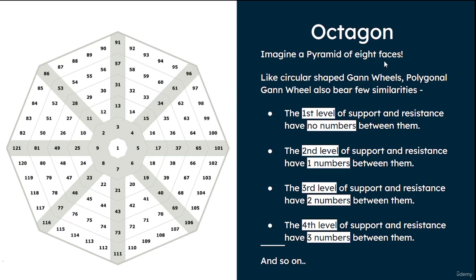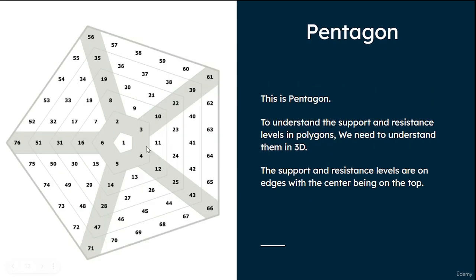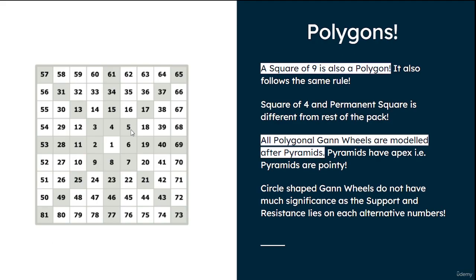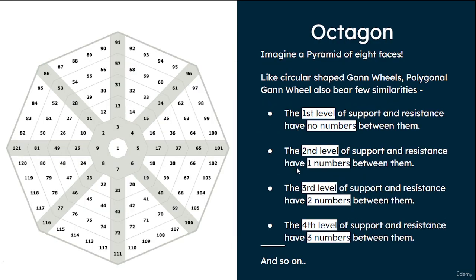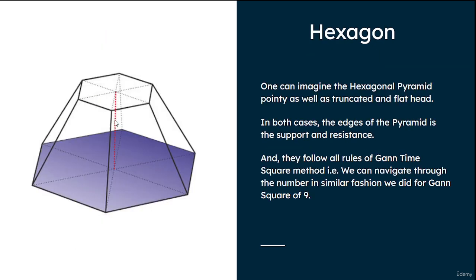Now imagine a pyramid of 8 faces, like the circular shape of Gann wheels. Polygonal Gann wheel also there are few similarities here. Now see the first level, there is no numbers between them. All the polygons in the first level, there are no numbers between them. In the second level, the support and resistance have one number between them. Only one number.